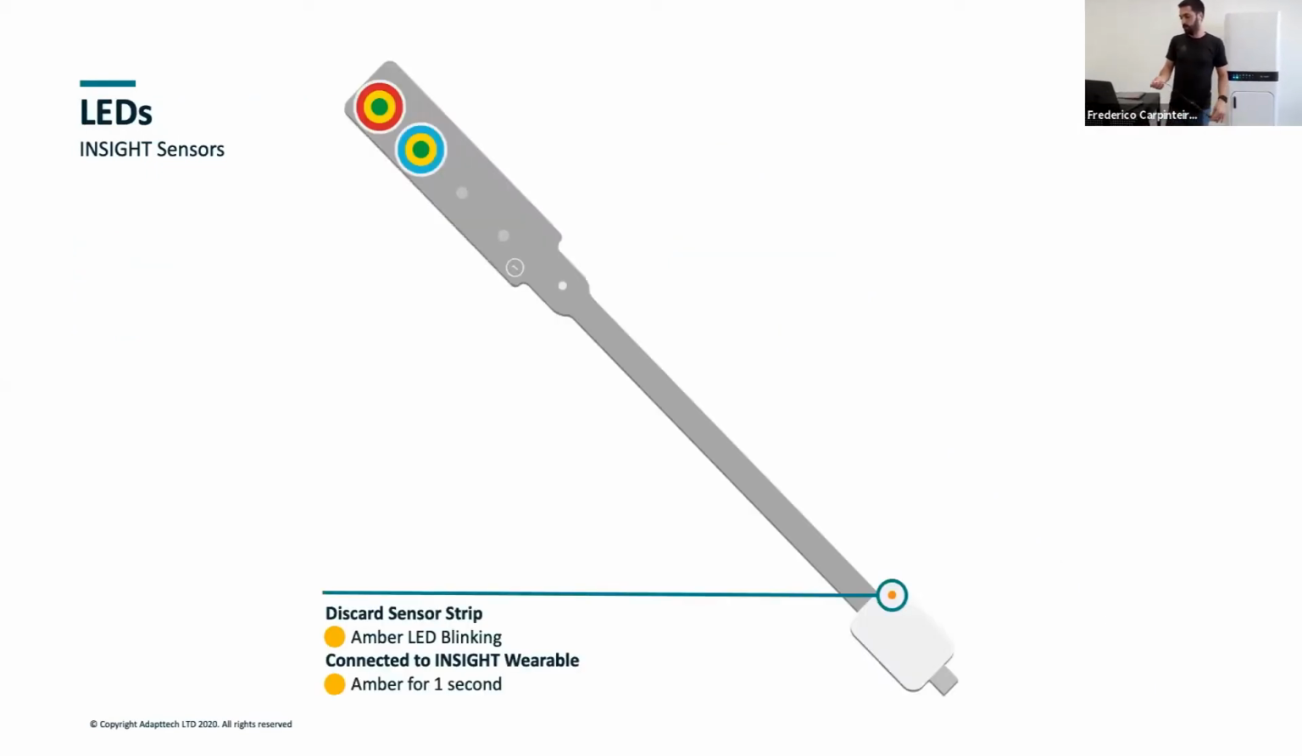As I told you, you can see here, that's the LED. If all is okay, you connect it to the wearable, it blinks for a second, and that means it's okay. If it keeps blinking, it means that you need to discard the strip and replace it with a new one. Next slide.